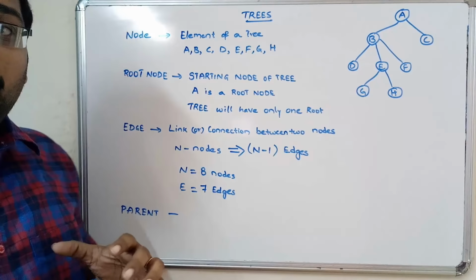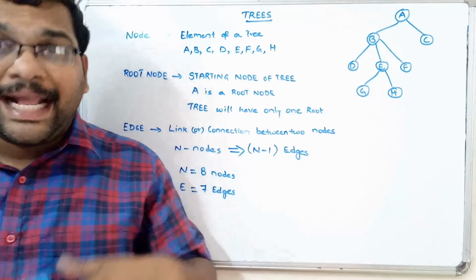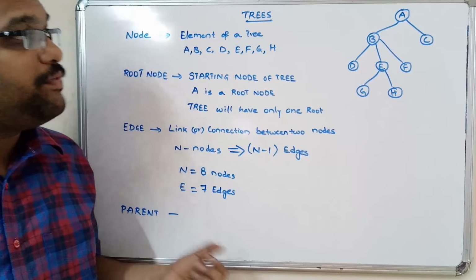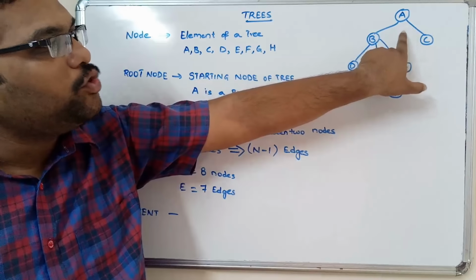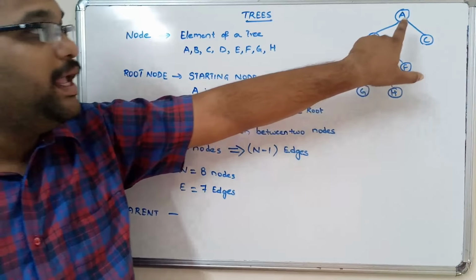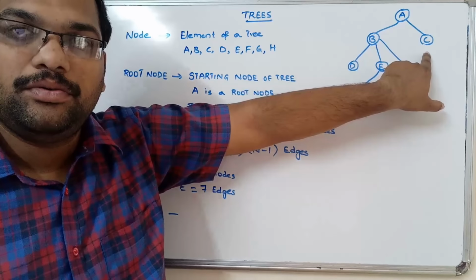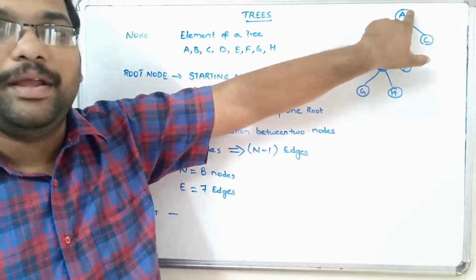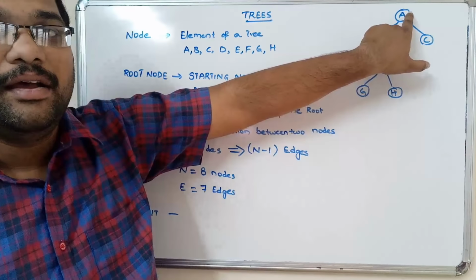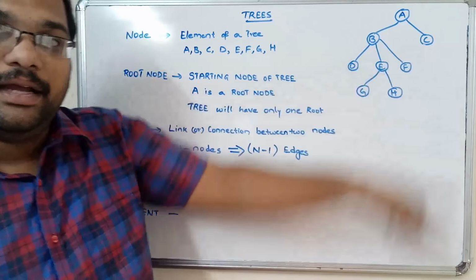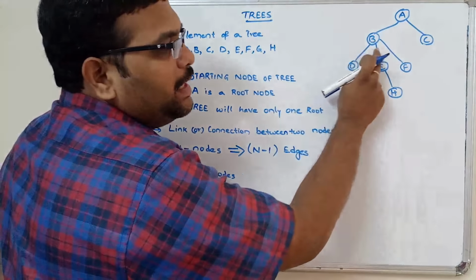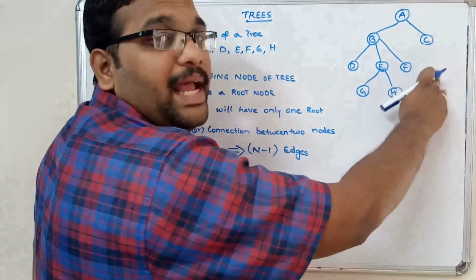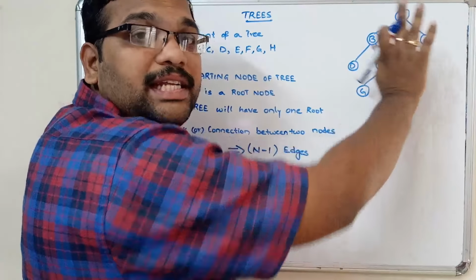Parent node. A parent node means the node which is having branches. For example, node A is having two branches. B and C are the branches of A. That's why we can call A a parent for B and C. And again, B is having three branches, so B is a parent. C doesn't have any branch, so we should not call C a parent.